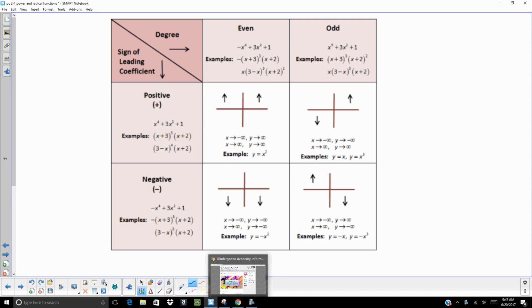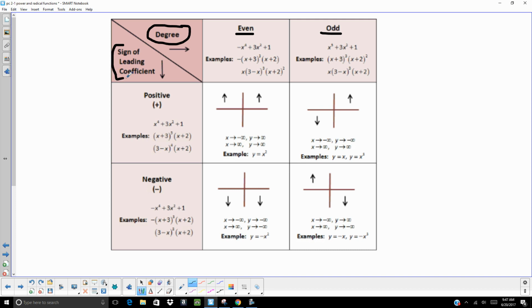So the first thing I'm looking at is the degree. That is your highest exponent. So I'm going to be looking, is it even? Is it odd? The next thing I'm going to be looking at is the sign of the leading coefficient. Is it positive or is it negative?